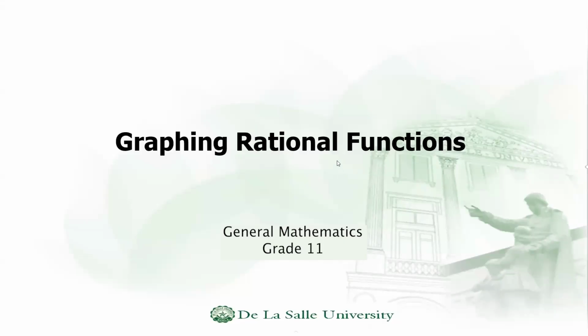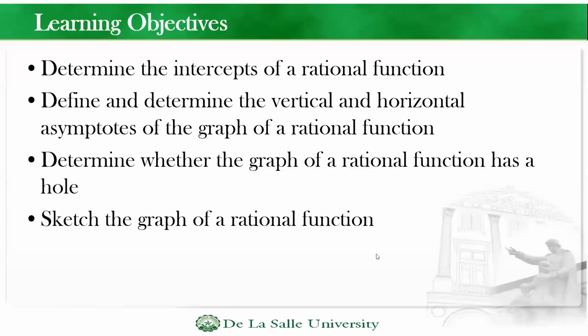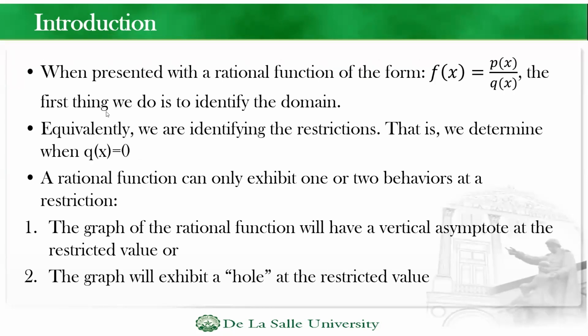All right, so we'll be taking up graphing rational functions. The objectives of this lesson are to determine the intercepts of a rational function, define the vertical and horizontal asymptotes, determine whether the graph would have a hole, and then finally sketch.